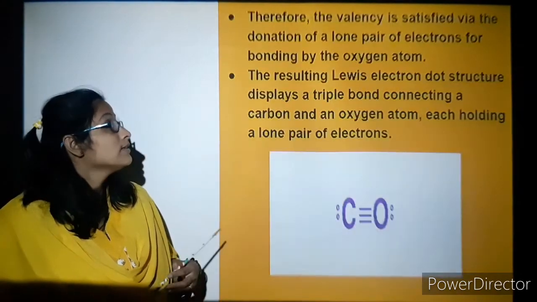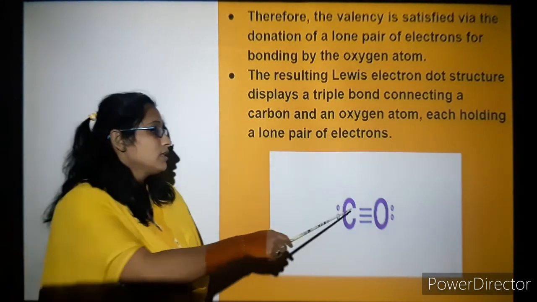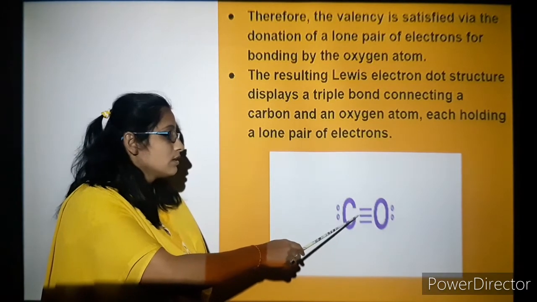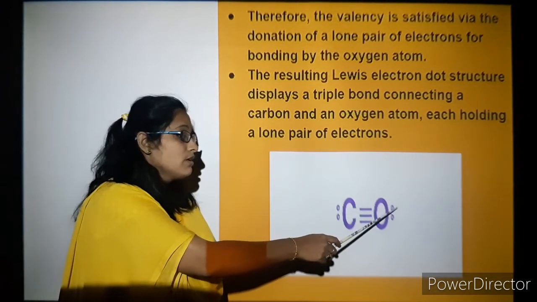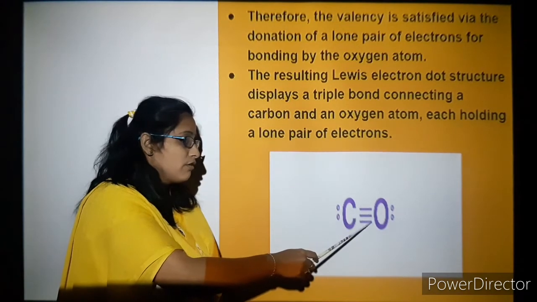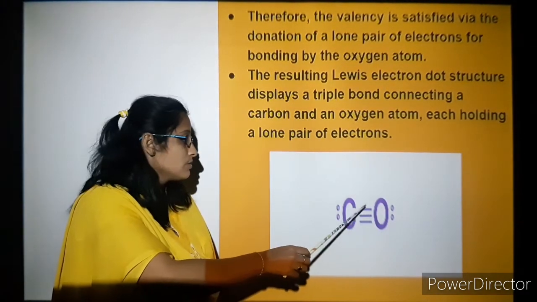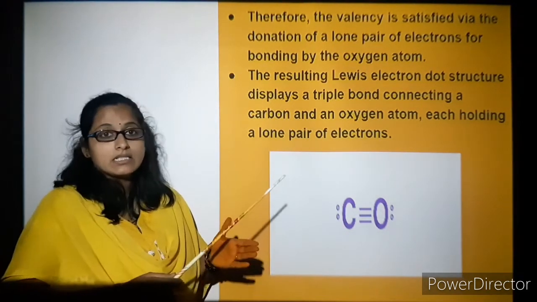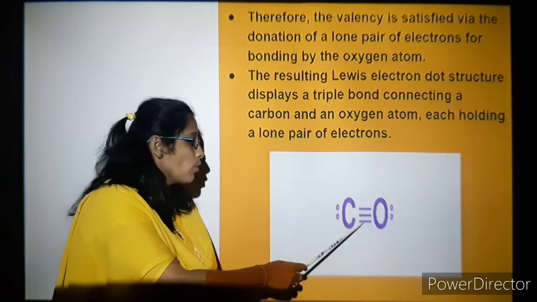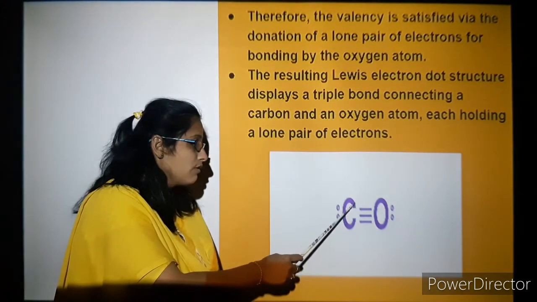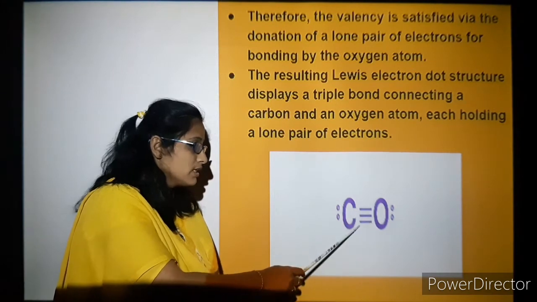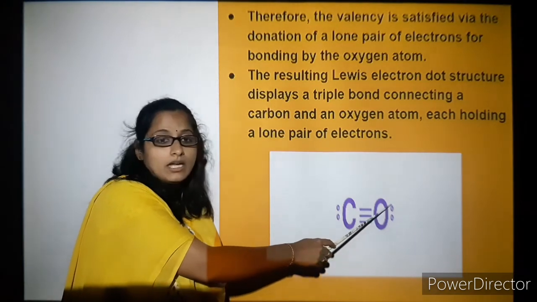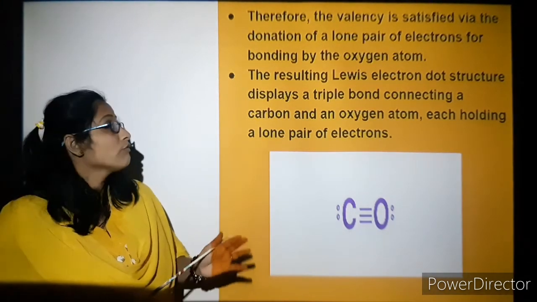Let's see that. We can see that here they are going to form a triple bond. Oxygen has 1, 2, 3, 4, 5 and 6. You can see that 1, 2, 3, 4 of carbon and 6 of oxygen will form a bond here, that is 1, 2, 3 of 1, 2, 3, so 6 and 7, 8. So 1, 2, 3, 4, 5, 6 and 7, 8. So this is how there is a triple bond formation.